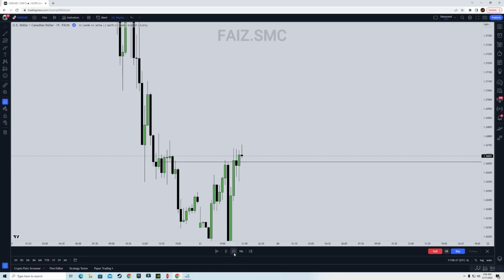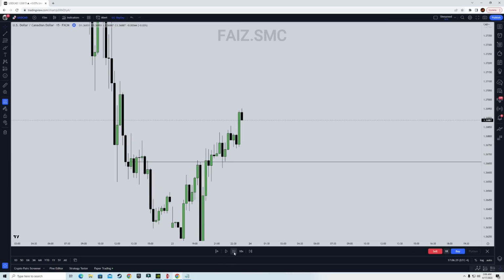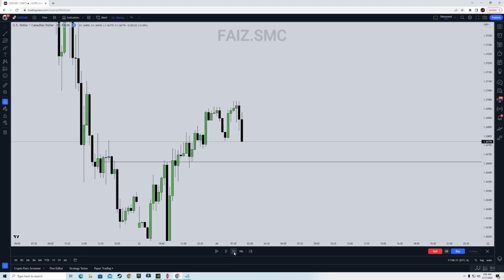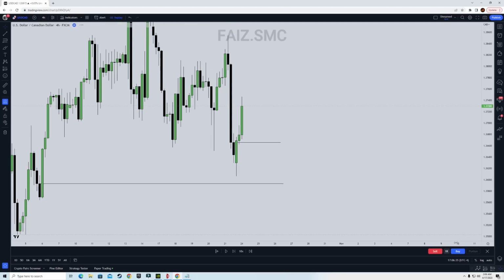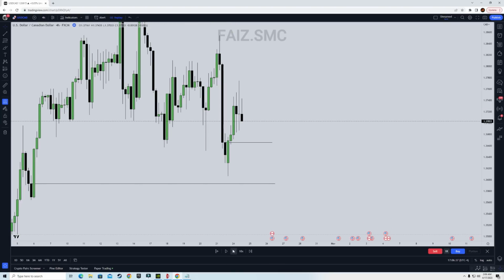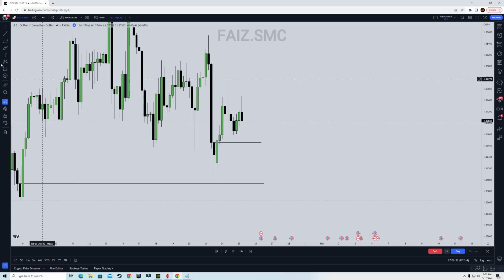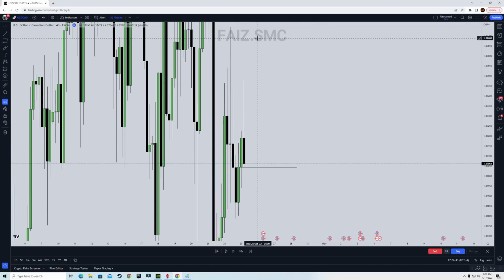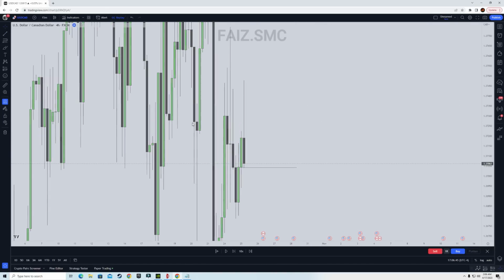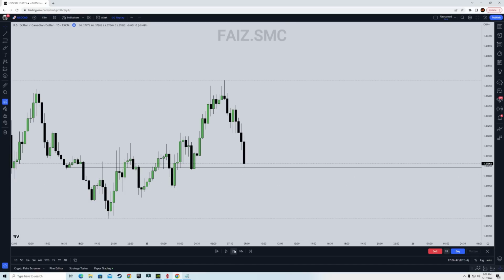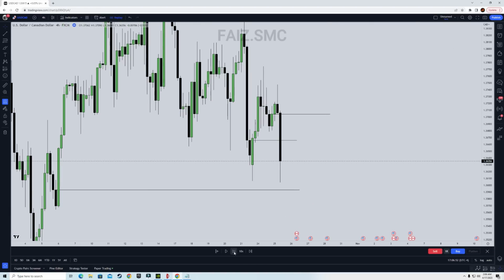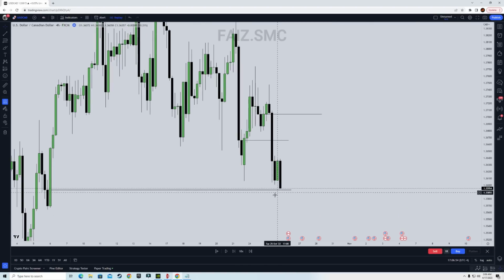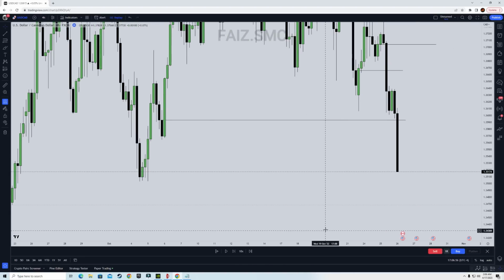So let's see if we get a shift in market structure during kill zone hours. Okay, this is a very fishy setup, so I'm not going to take it. Let's wait for price to come back into our auto block. Maybe we can get something here. Okay, we touched it here, so let's see what price gives us. It did not respect that level at all. We have this level, so hopefully.